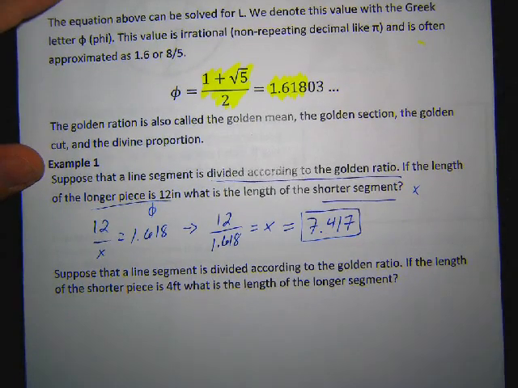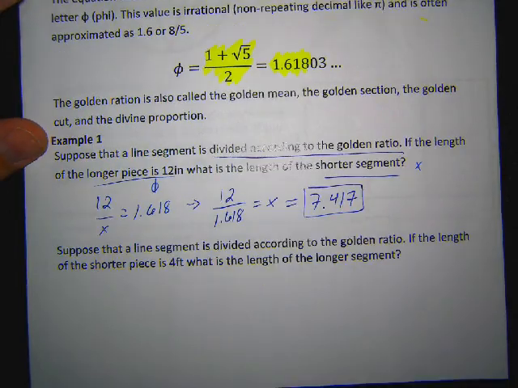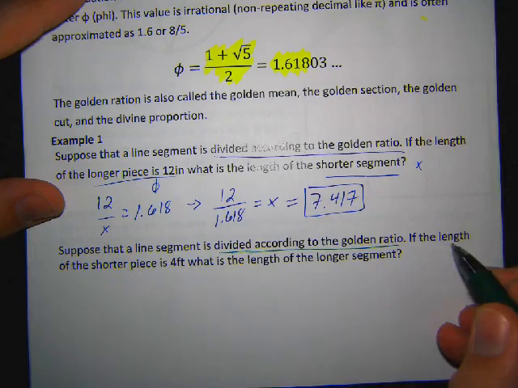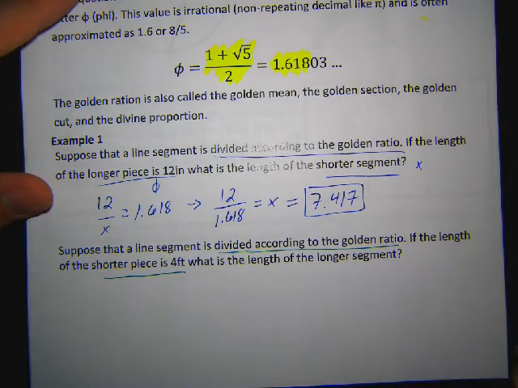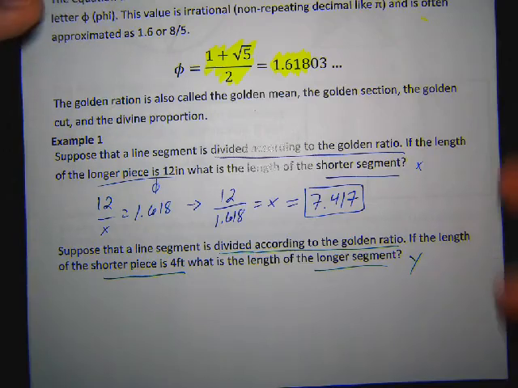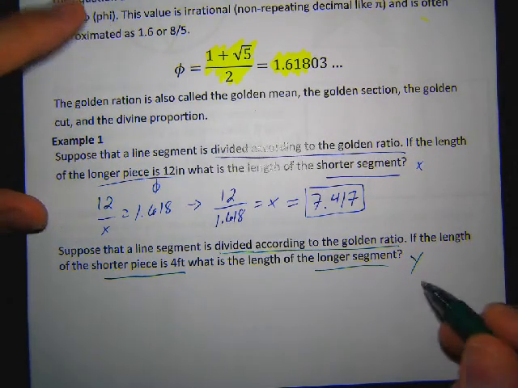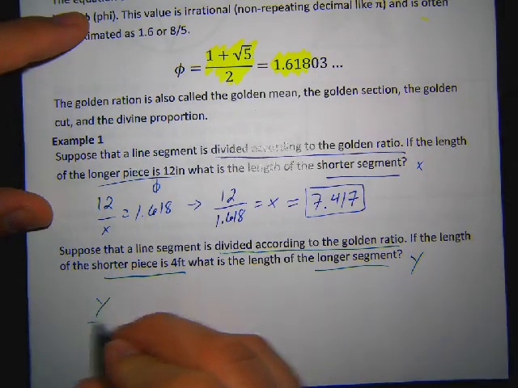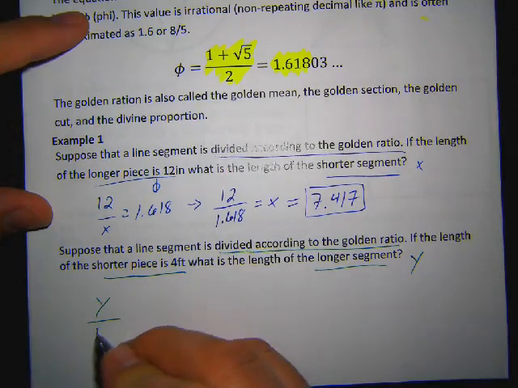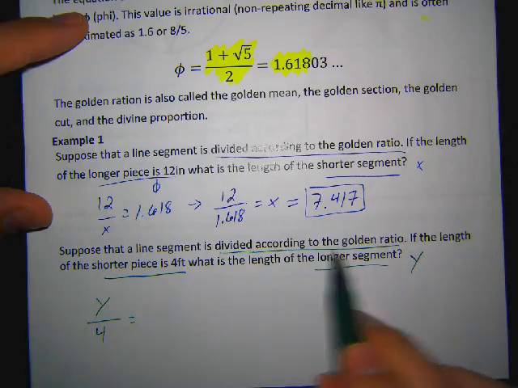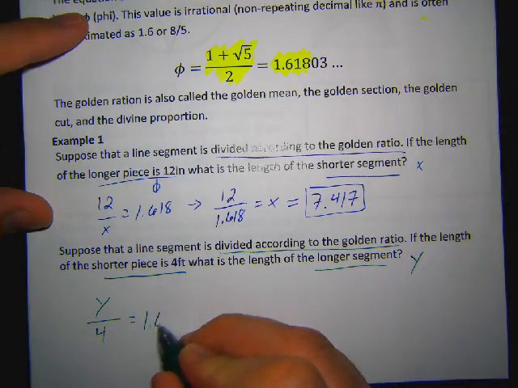Next one, going the other way. So here they say again, it's divided according to the golden ratio, so it has that golden ratio. The length of the shorter piece is 4. The longer segment we'll call y, because this time it's not the short side. I guess we could have called it L, but we'll call it y. So this time the longer is what we're looking for. We know the shorter piece, so y is going to be on top because we don't know the longer piece, and 4 is going to be on the bottom because we know the shorter piece. And again, we know that this ratio, according to this being the golden ratio, should be 1.618.